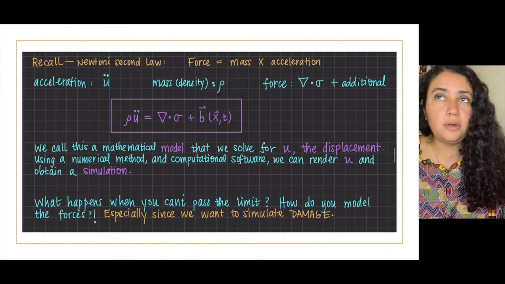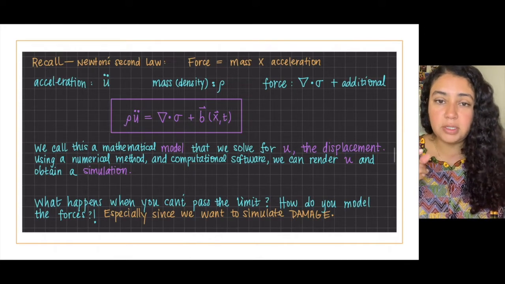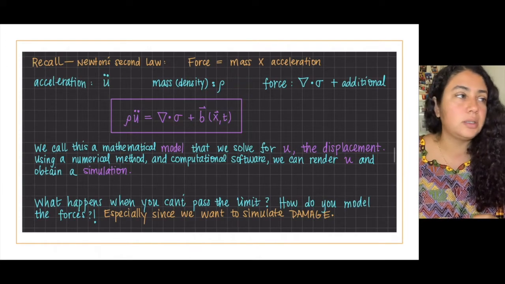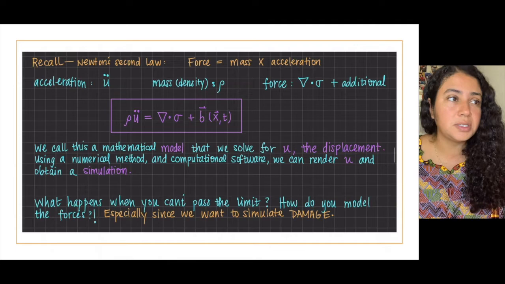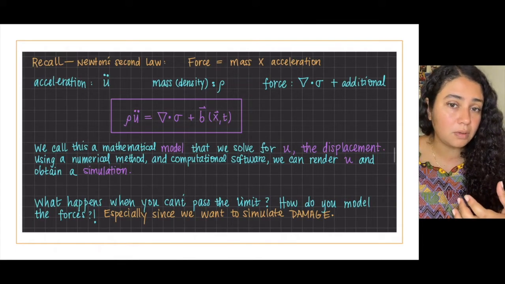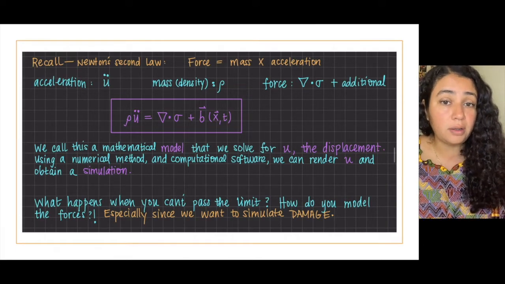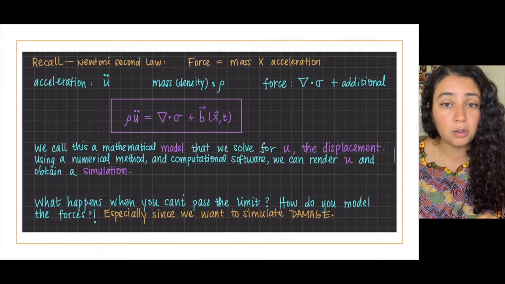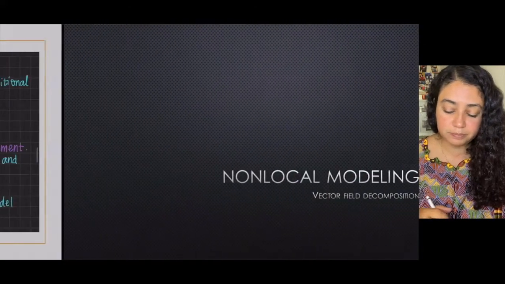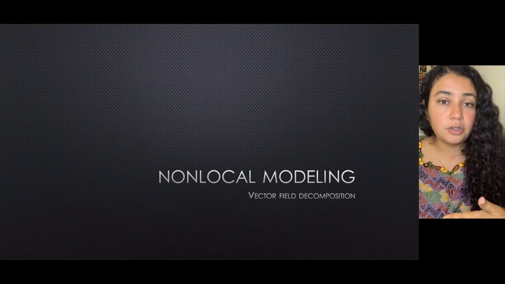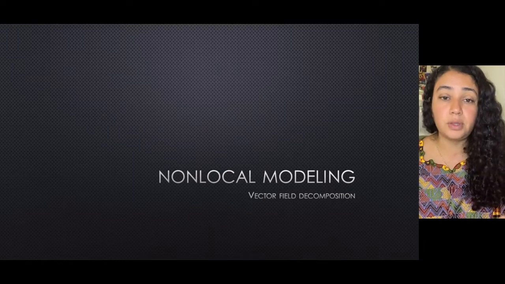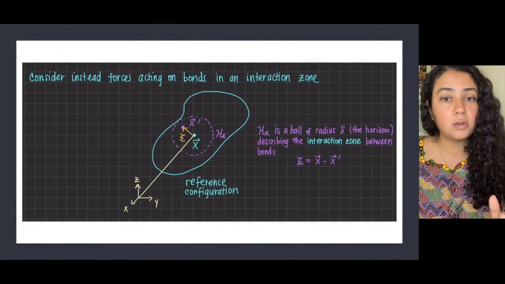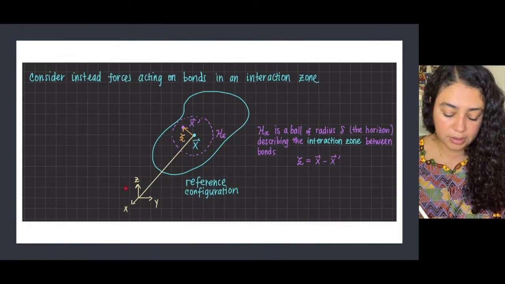And again, that depends on a limit existing. So what happens if you can't pass to the limit, and how do you model those forces, especially in the situation where we want to understand damage, and those small displacements might not be occurring in a way where that limit exists? That's where we enter the realm of non-local modeling. I really want to move towards vector field decompositions. I'll tell you how. But as far as non-local modeling is concerned, here's that reference.